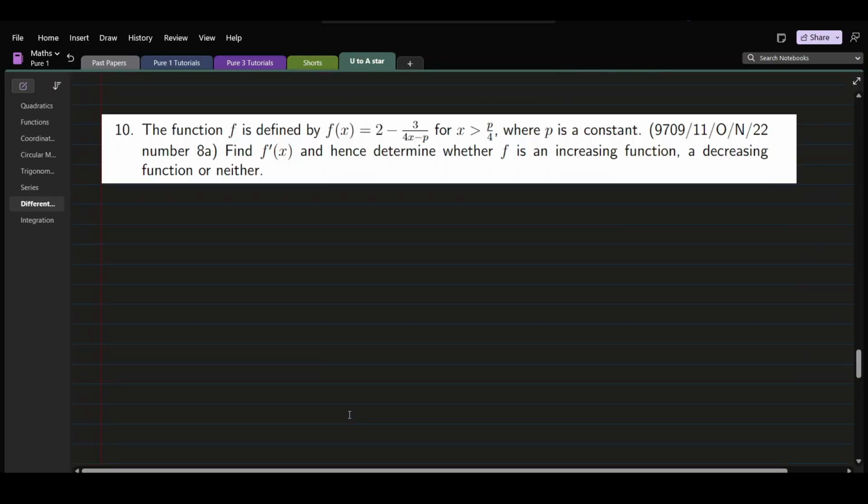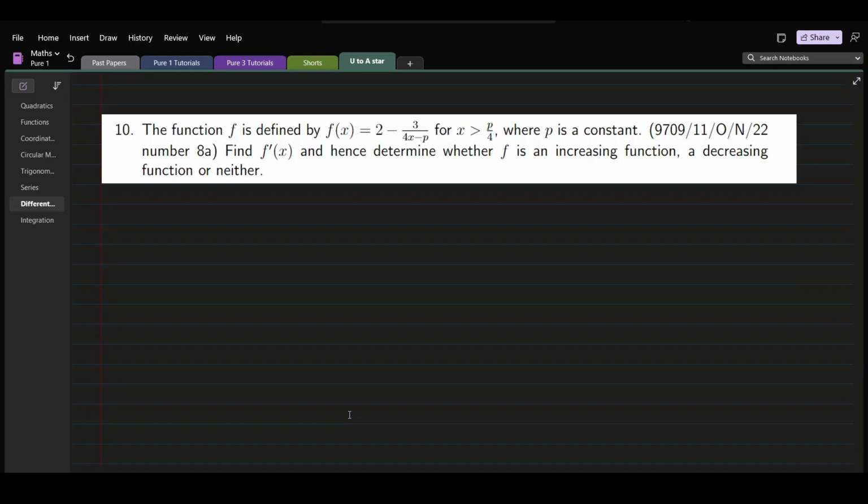The function f is defined by f of x is equal to 2 minus 3 over 4x minus p, for x is greater than p over 4, where p is a constant. Find f prime of x and hence determine whether f is an increasing function, a decreasing function, or neither.